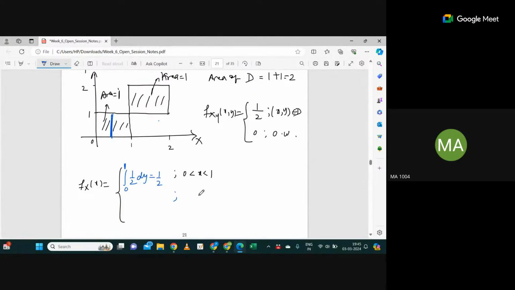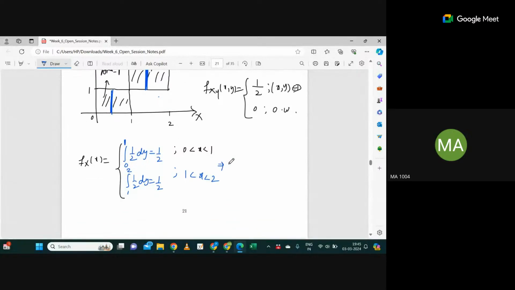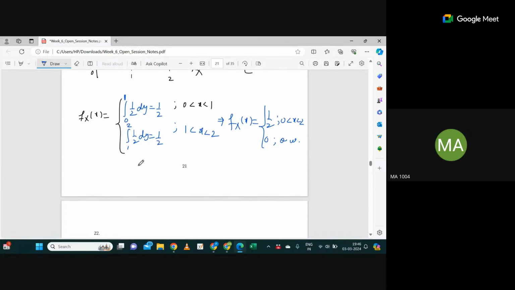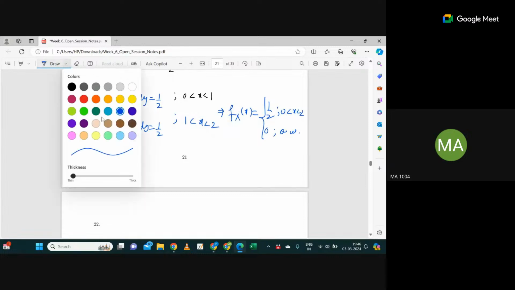Again, if you see 1 to 2, in this support when x is 1 to 2, the limit of y is again 1 to 2, half dy. Again I am getting half. That means I will say the marginal density of x is half when x is 0 to 2, right? Am I right? Is this the correct way? Are you good?